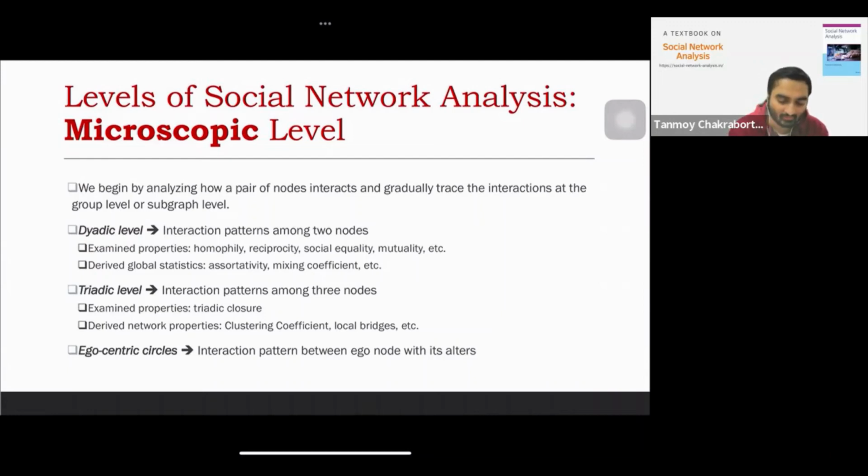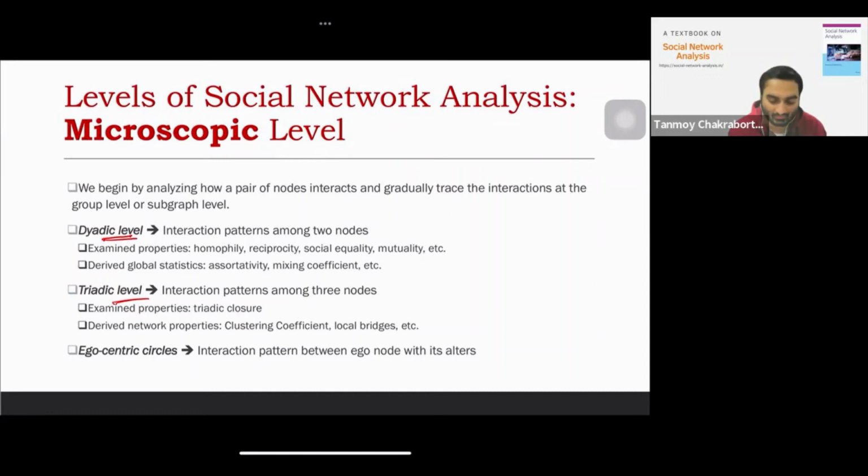One is called microscopic level. In the microscopic level, we generally look at nodes and edges separately. Basically we look at the interactions between nodes, and depending on those interactions, we have different levels of interactions. One is called dyadic level of interaction, where interaction happens between 2 nodes. Similarly, we look at triadic level of interactions where the interaction happens between 3 nodes.